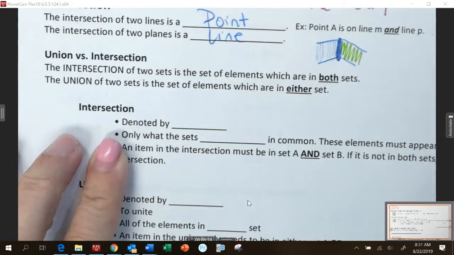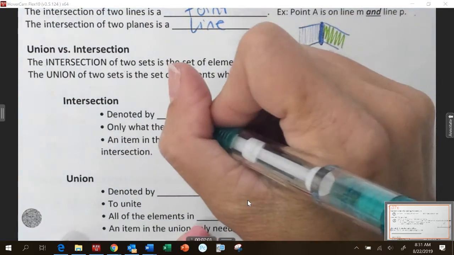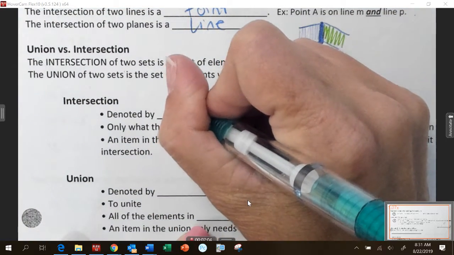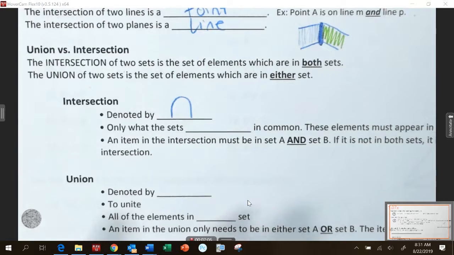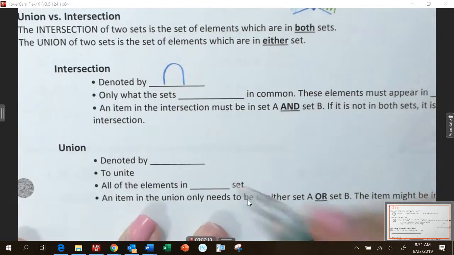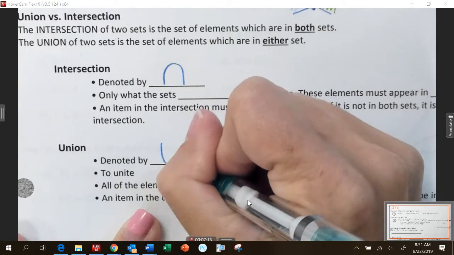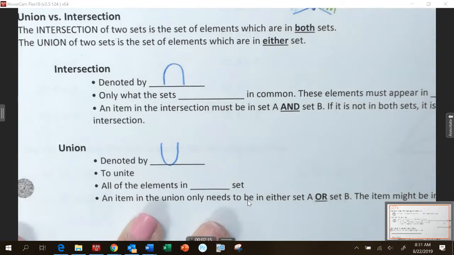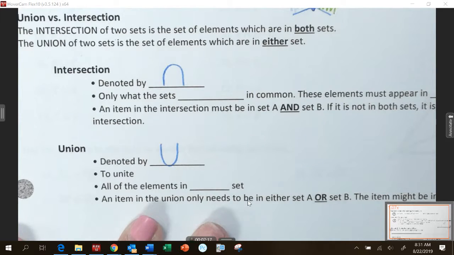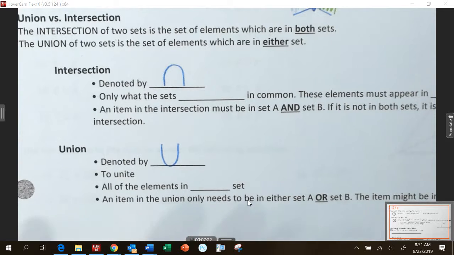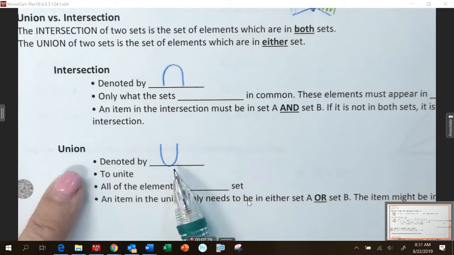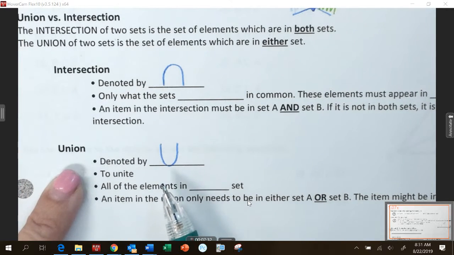Intersection, we denote this with a symbol. The intersection symbol looks like this. Kind of weird. The union symbol looks like this. All right, so I put the two symbols in there. I was taught different ways of remembering these. How can we remember the union symbol looks like that? Because it looks like a U.